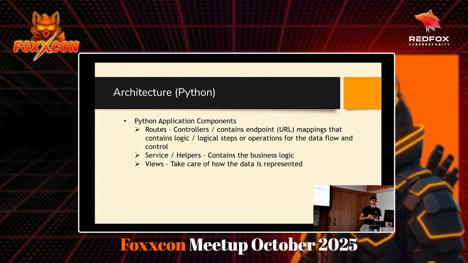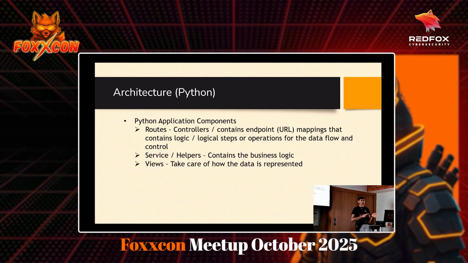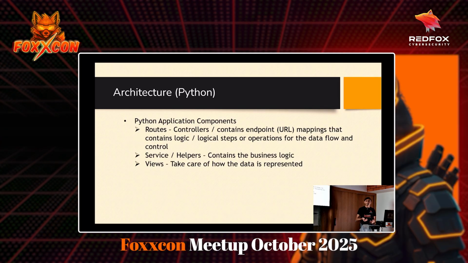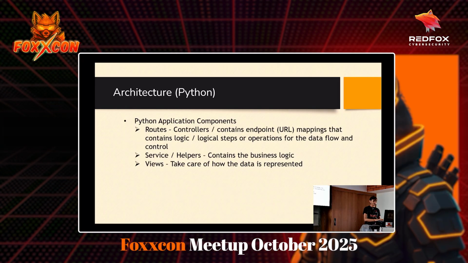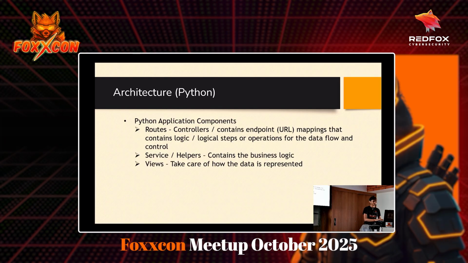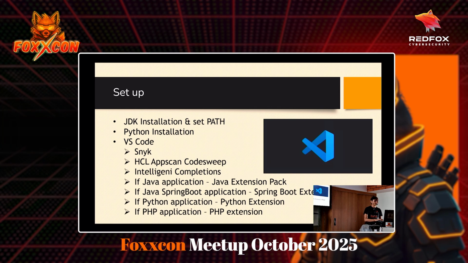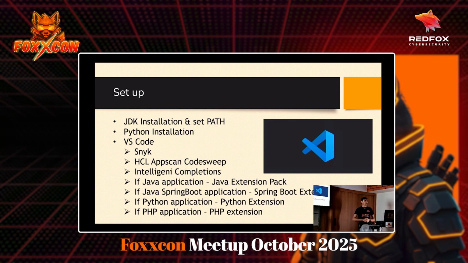As I mentioned, controllers, or routes, will be similar to controllers. They will have endpoint mapping and data flow and data control logic. Then services or helpers will contain the actual logic, and views take care of how data is represented. Okay, so now comes the setup part.